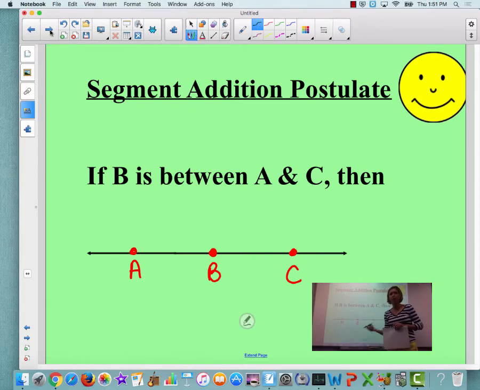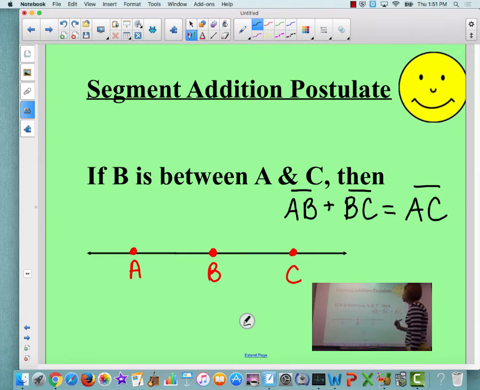Okay, we've talked a little bit about postulates. Postulates are things that you accept to be true. And so if B is between A and C on a segment or on a line, then segment AB plus segment BC is equal to segment AC. So you can use the segment addition postulate to help you find missing values, to find the lengths of segments.